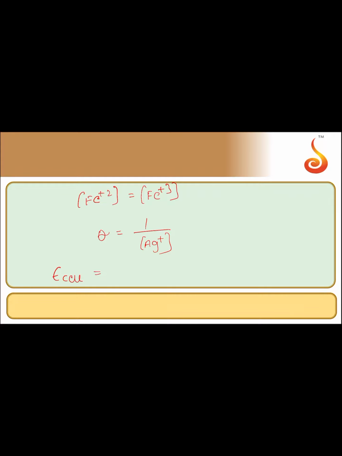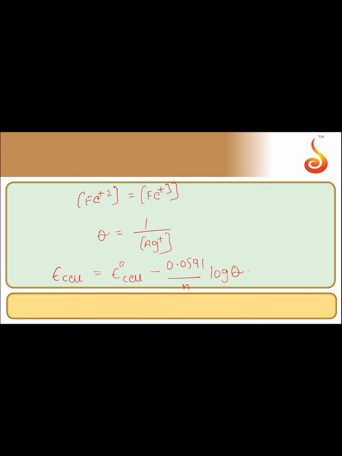E cell is equal to E0 cell minus 0.0591 by n log Q. First calculate the E0 cell value. E0 cell is equal to E cathode minus E anode. Which is cathode? Silver. Silver reduction potential value is 0.8. Anode is iron. Its reduction potential value is 0.77. We will get 0.03 volts as the E0 cell value. Now substitute in that formula, that is the Nernst equation.